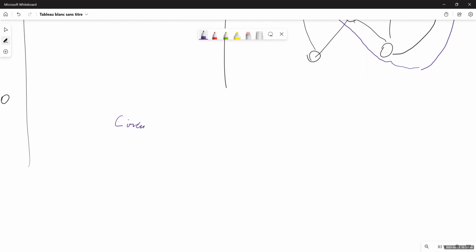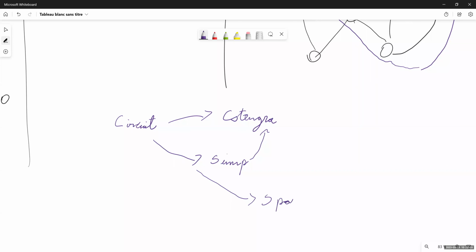When you take a circuit, you can do three things. You can just throw it to Quimb. You can simplify it, I'll just put simp, and then you can throw it to Quimb, or you can then sparsify it, and then throw it to Quimb.